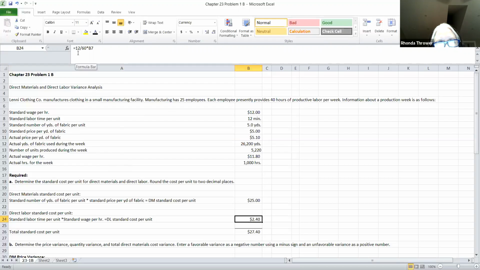So 12 minutes divided by 60 minutes times $12 will give you $2.40, which is your standard labor cost per unit. And then what they ask you to do in Cengage was to determine the total standard cost per unit, and that would be your materials plus your labor. So we're going to add $25 and $2.40 to get $27.40. This is your standard cost per unit.